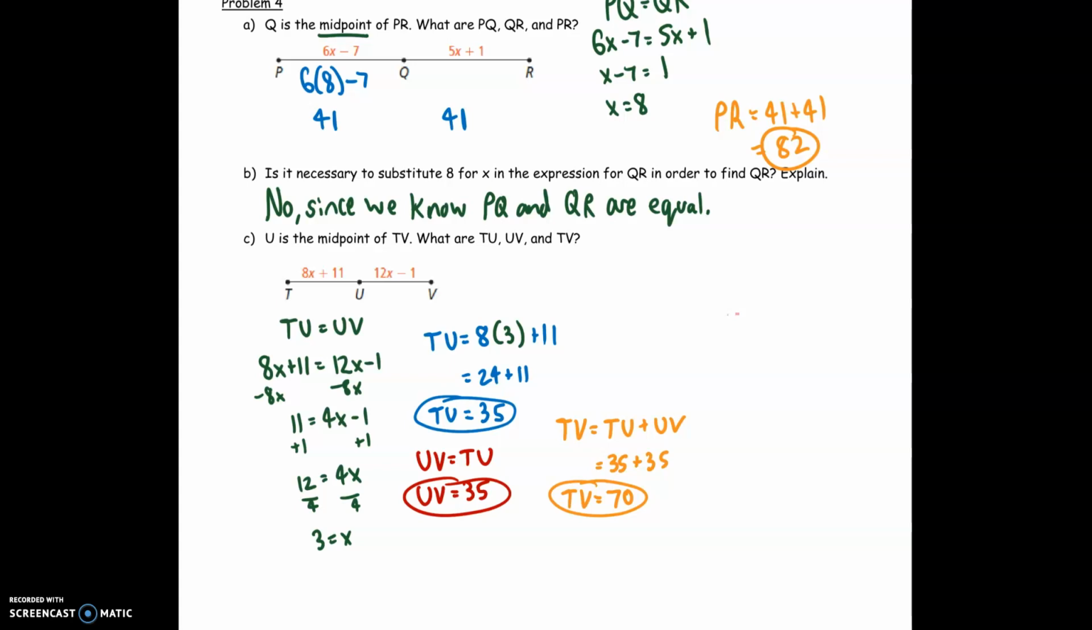So 35 for the left-hand side, that's our TU segment. 35 for our right-hand side, that's our UV segment. And if I was to add both of those together, that's where my 70 comes from, just by adding that and getting the length of the entire segment from start to finish. So a lot of algebra involved, but I think you can do it as long as you're able to do Algebra 1.